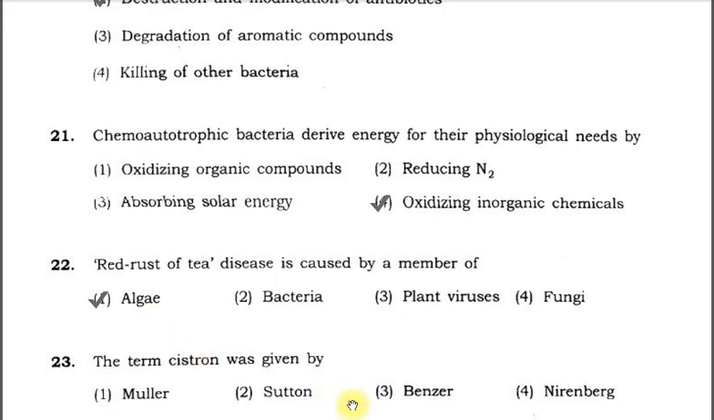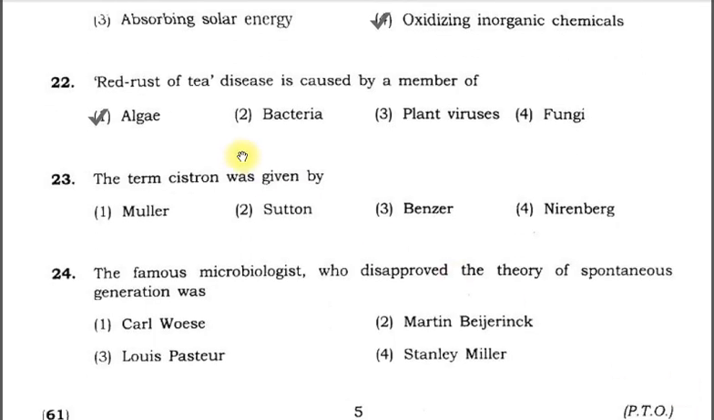The name of the alga is Cephaleuros parasiticus. The question number 23, again a very simple question. This question says the term cistron was given by: 1, Mueller; 2, Sutton; 3, Benzer; 4, Nirenberg. So out of this, the correct answer is option number 3, which is Benzer.